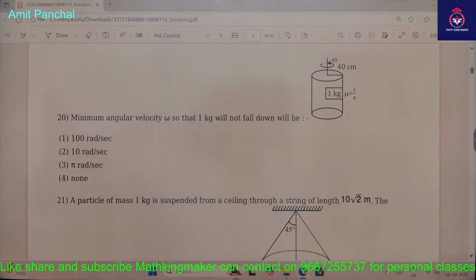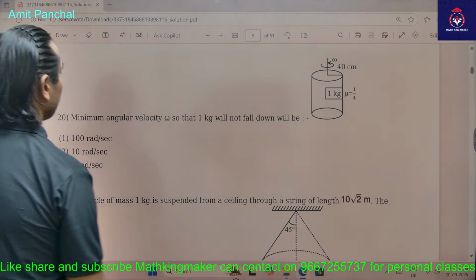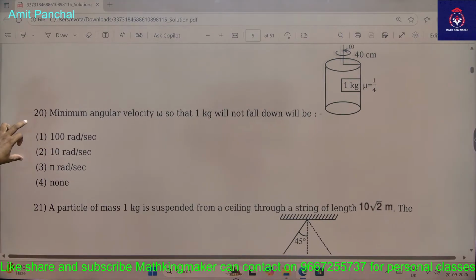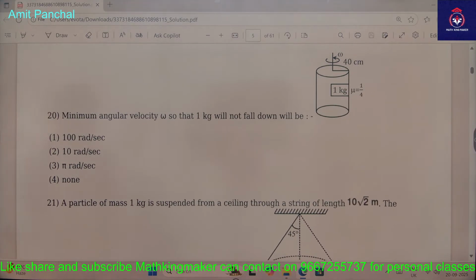Okay. Just a moment. Minimum angular velocity, so that the 1 kg will not fall down. So how are we going to find minimum angular velocity? Omega, you need to find it out. Yeah, m r omega square, right? Yes, it is m r omega square.